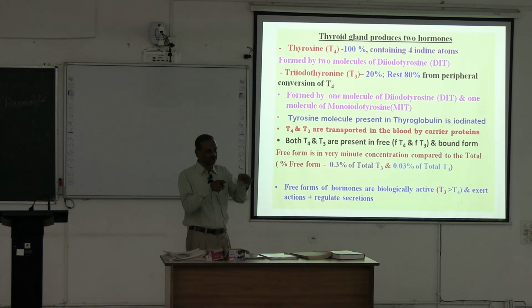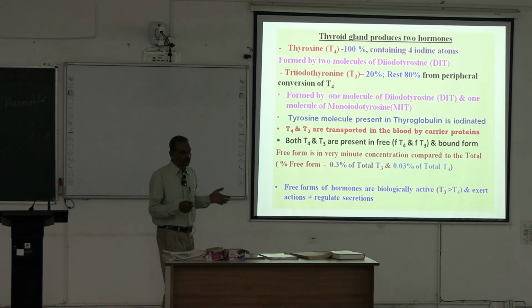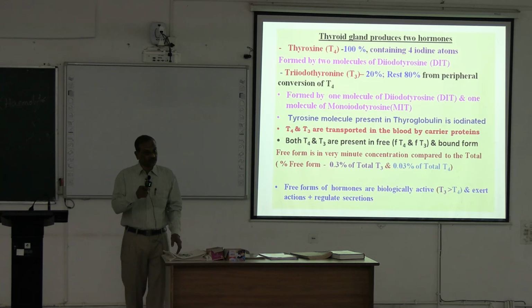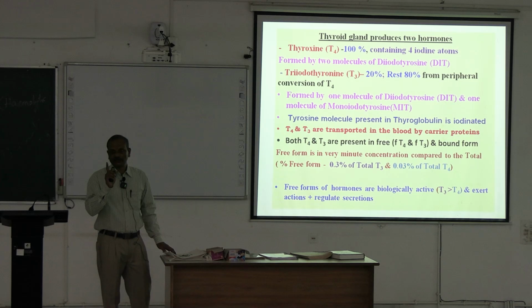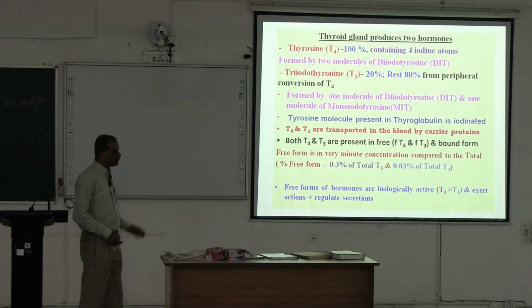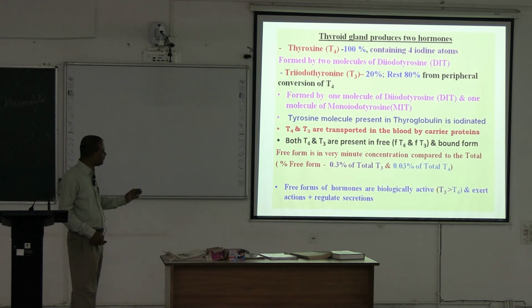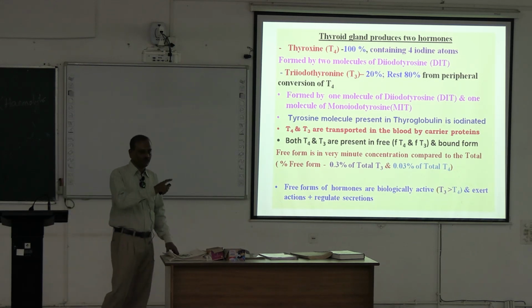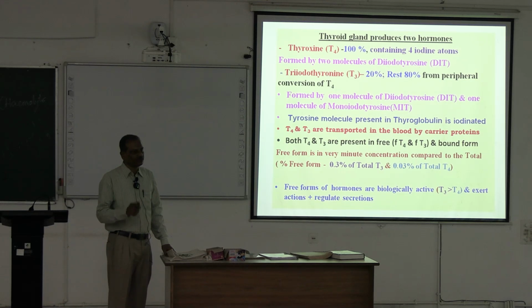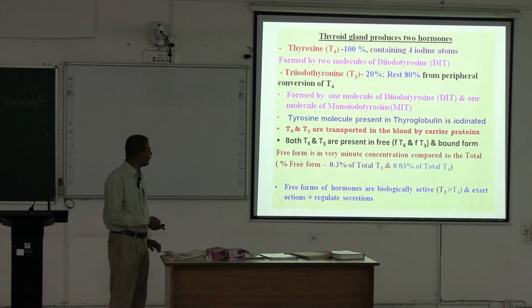So the rest is in reserve in the blood or in the gland. Okay, so we are having an extensive storage capacity. So diseases occur when the storage capacities are exhausted. That you must remember. So the free forms are biologically active. T3 is more active than T4. Actually, in our body system, T3 exerts its action. From T4, T3 is produced and that T3 exerts activity.